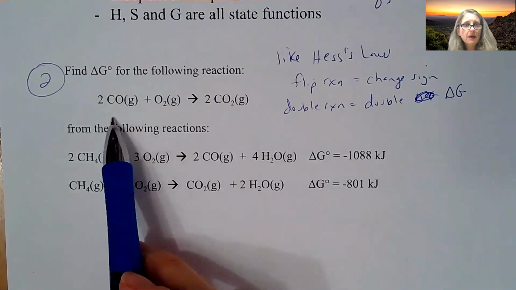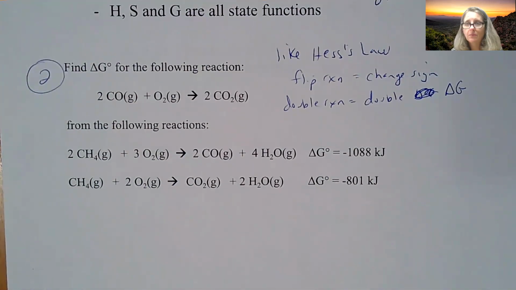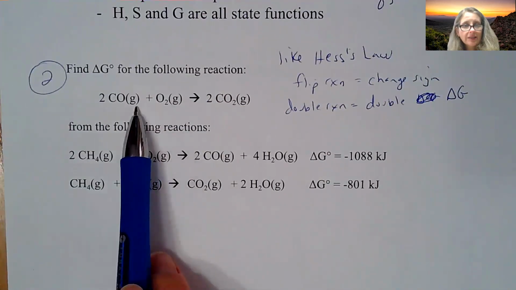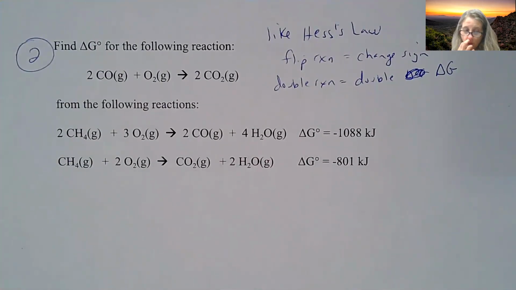So here is my equation that I want to find the delta G for. Again, I can find it many different ways. This is just a second way that you could do it. So here are 2 equations that I could add up to get to this equation that I want. And I have a delta G given for each one of these.